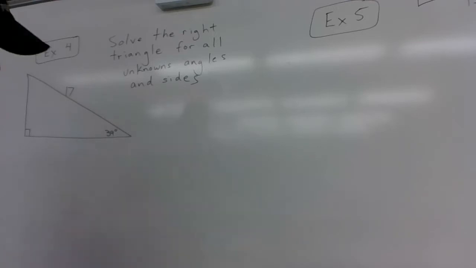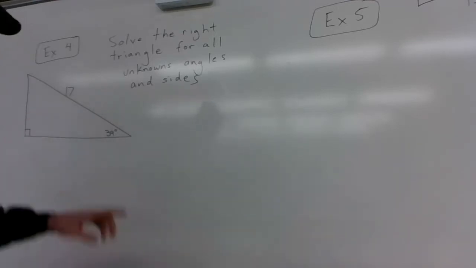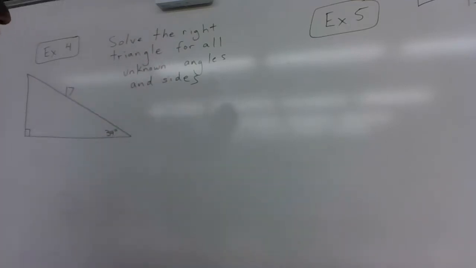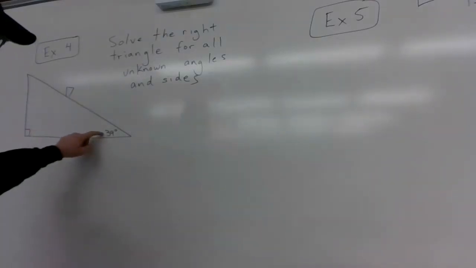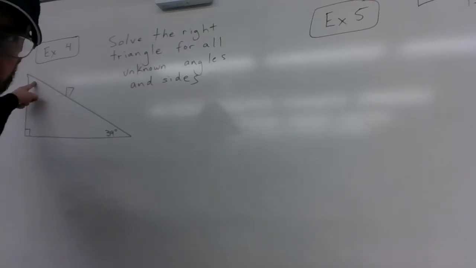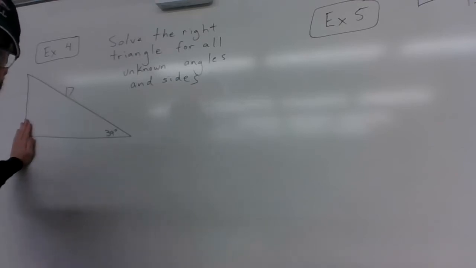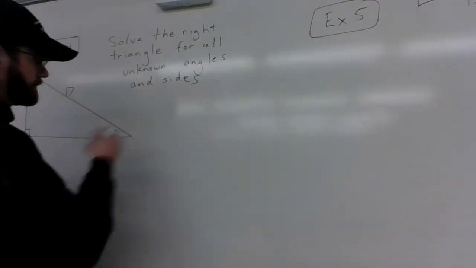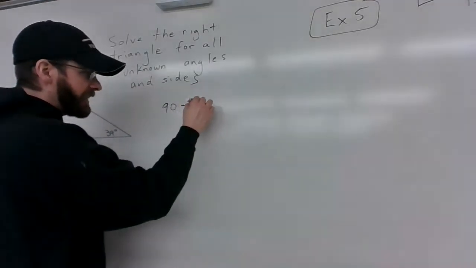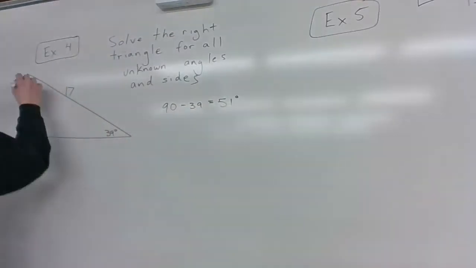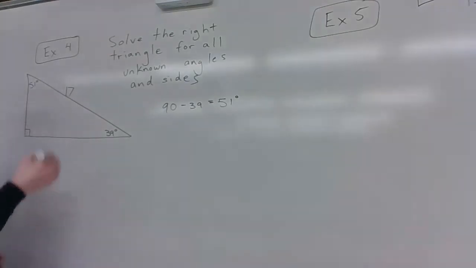Well, here's what we can do. If it says solve the right triangle for all unknown angles and sides, well, we can certainly find this unknown angle here. 90 plus 39 plus our unknown angle have to add up to 180 degrees. So a quick shortcut is to say that 90 taken away from 180 is 90. So you're just taking 90 minus 39. So 90 minus 39 gives us 51 degrees for our unknown angle. So we know this in the corner here is 51 degrees.